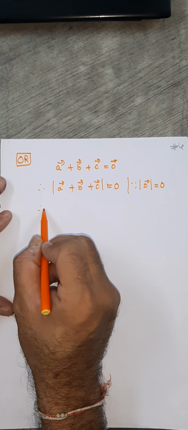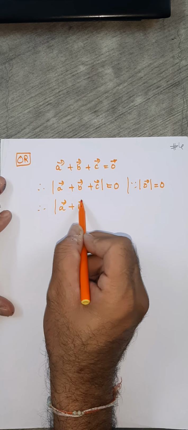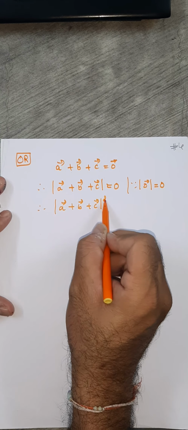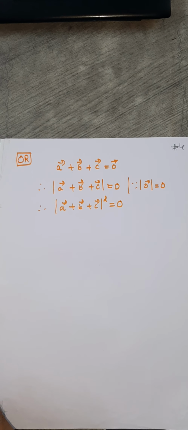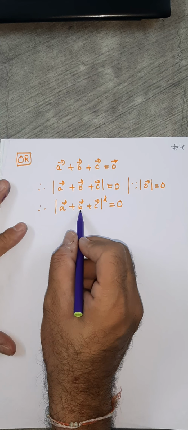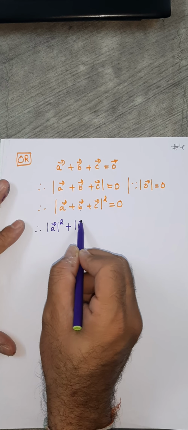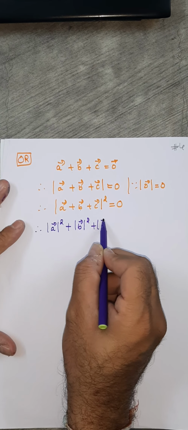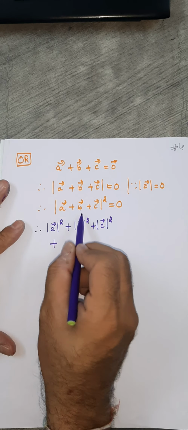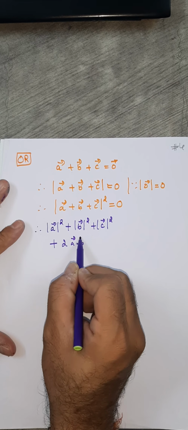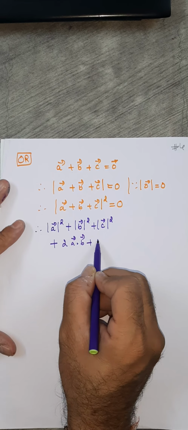Okay. Now I'll square it on both the sides. Normally, if you have any question of vector involving modulus, you square it. So square equals 0. Now I'll expand the left hand side. This is like a plus b plus c whole square. So modulus of a whole square, modulus of b whole square, plus modulus of vector c whole square, plus 2 times vector a dot vector b, plus 2 times vector b dot vector c, plus 2 times vector c dot vector a equals 0.